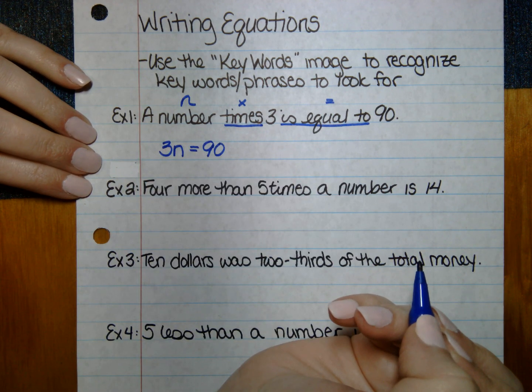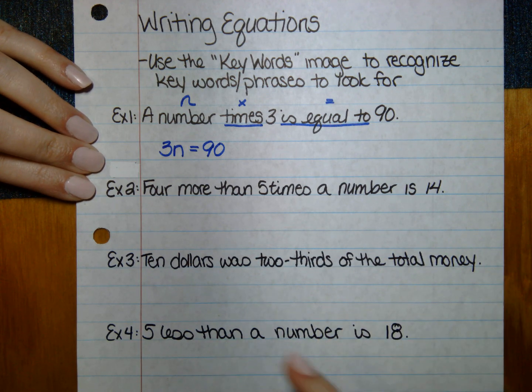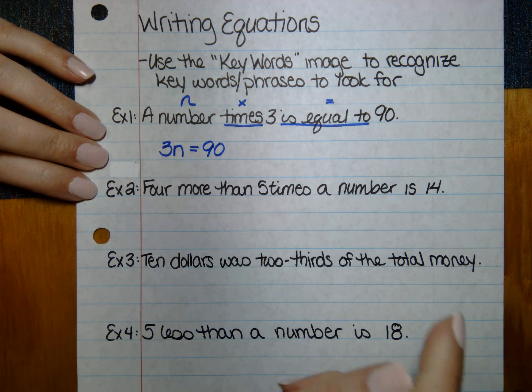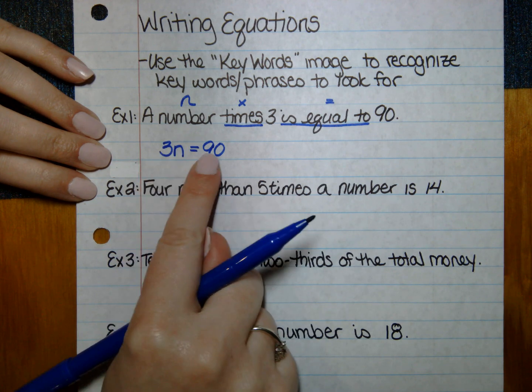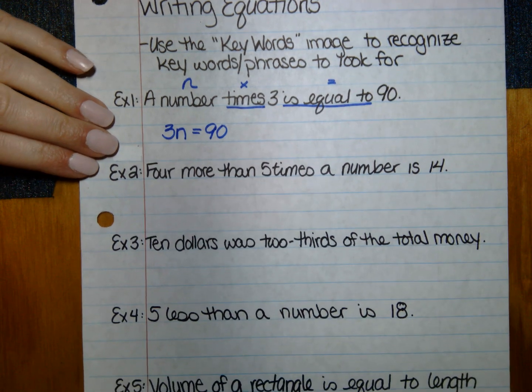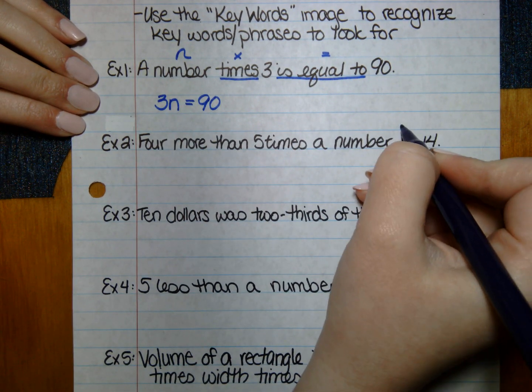Now sometimes it will ask you to solve. In that case, you would just do opposite operations or undoing them in order to get the value of that variable. But for this one, we're just going to practice writing the expression or the equation themselves. So if we look at example 2, it says 4 more than 5 times a number is 14. So is is your equal sign.